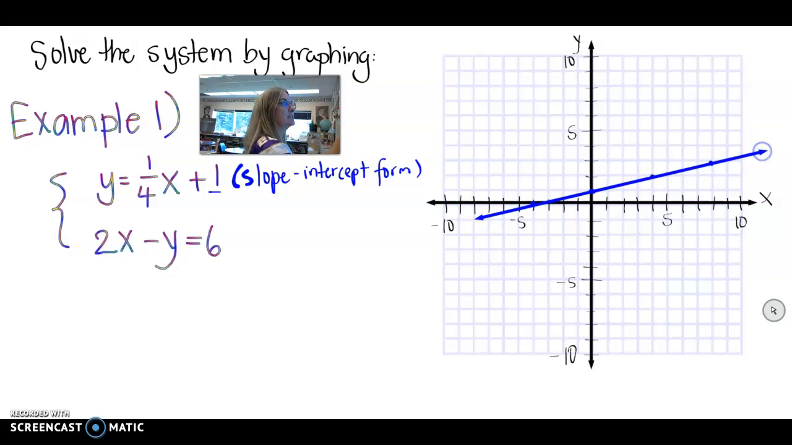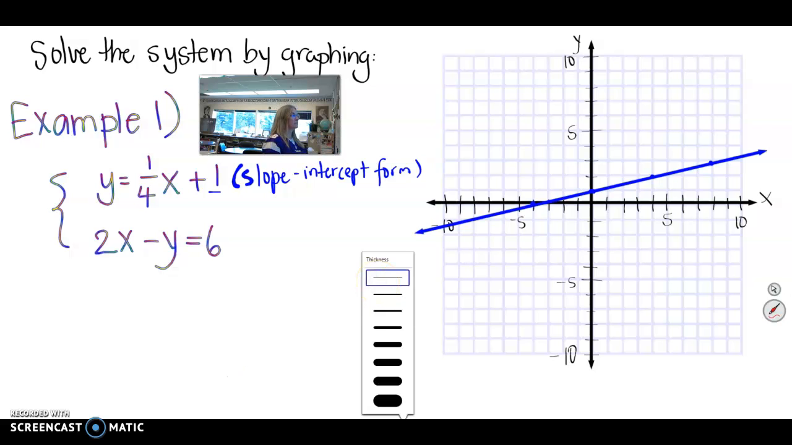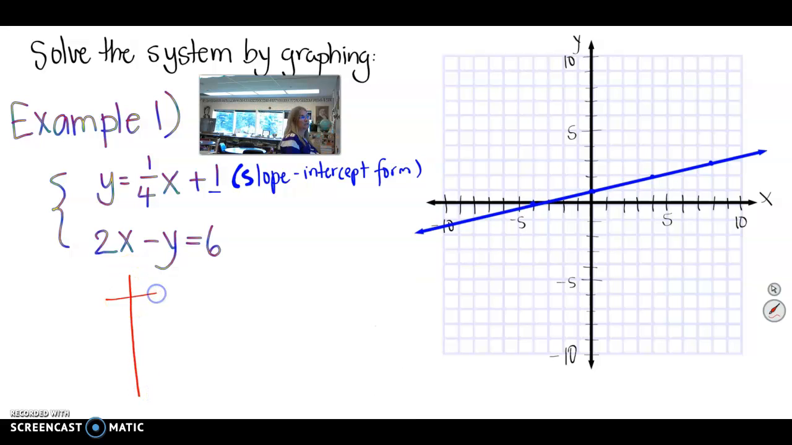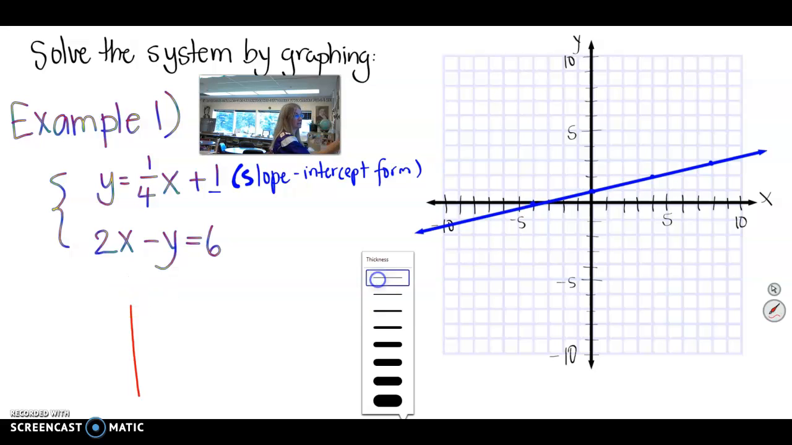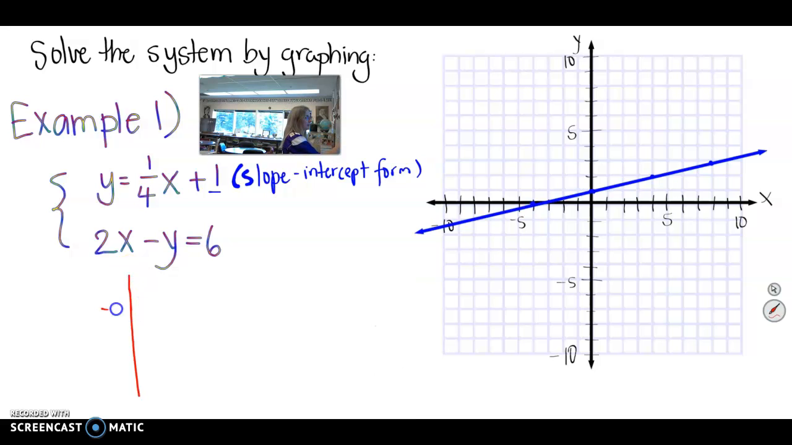Looks like that. Make sure, well, I guess with the computer it will put the arrows in for you, but choose the line function, not the ray or segment. Okay, the second equation here is written in general or standard form. The easiest way to graph it, you could rearrange it and put it into slope-intercept form if you really wanted to, but you could also just find the x and y intercepts. Hopefully you remember how to do that.